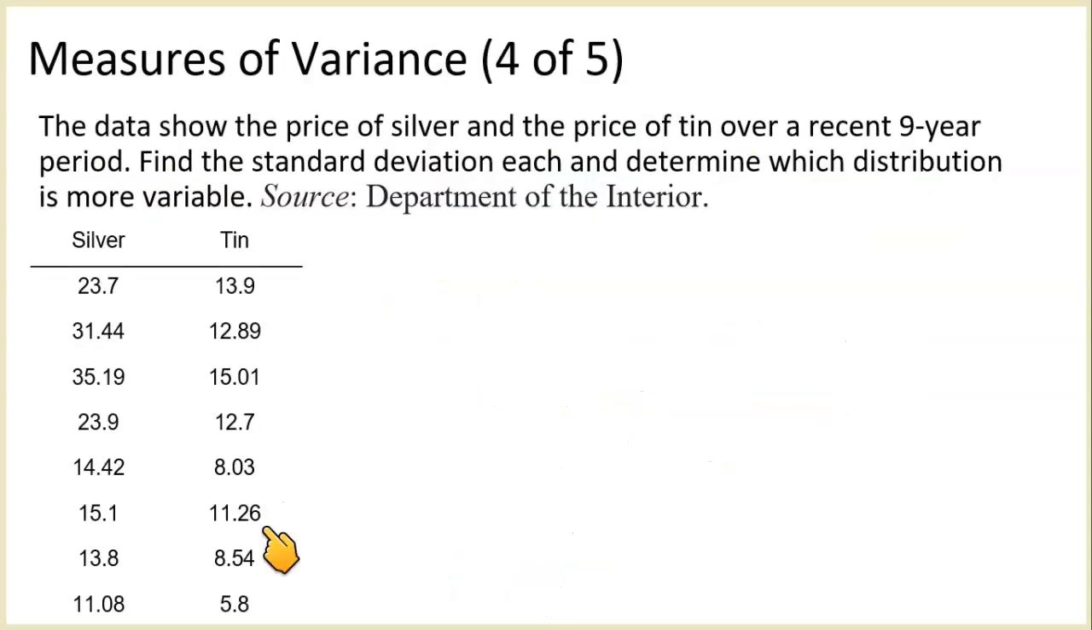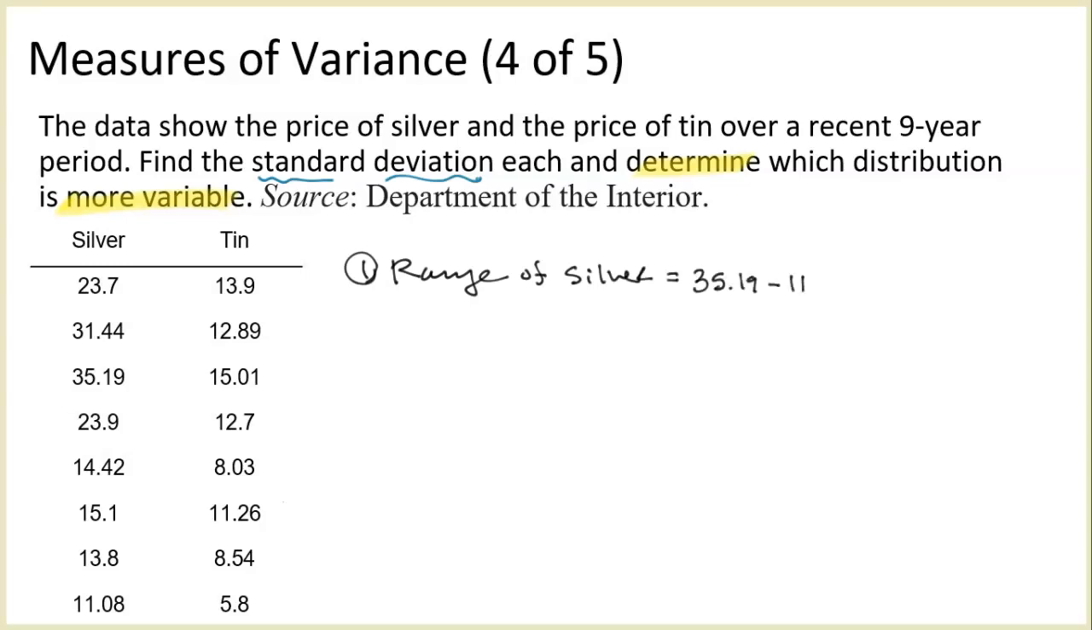So for this one, it says the data shows a price of silver and tin over a 9-year period. We want to find the standard deviation of each and then determine which distribution is more variable. So before we even get into standard deviation, because I'm going to use Excel for this problem, I'm not going to do that process by hand for this one. We can find the range first to determine which one is more variable. We can use the range as an indicator of spread.